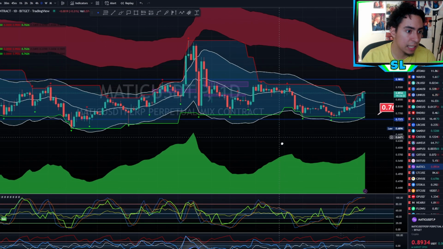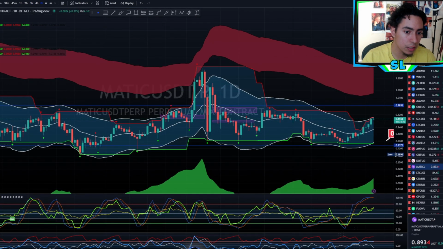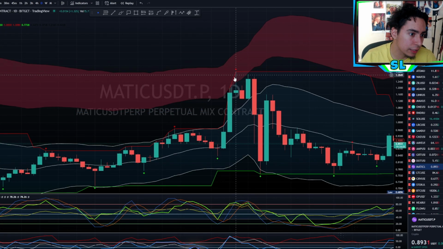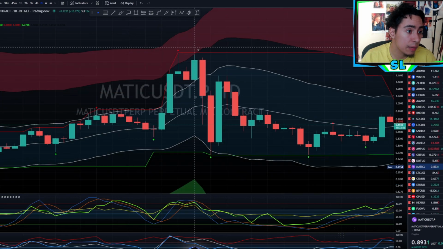Using this example from Matic, you can see that we pumped up into the cloud. We went into the red cloud, and guess what happened after? We came all the way back down. We got rejected right there, and then it took just a couple of days and we came all the way back down.